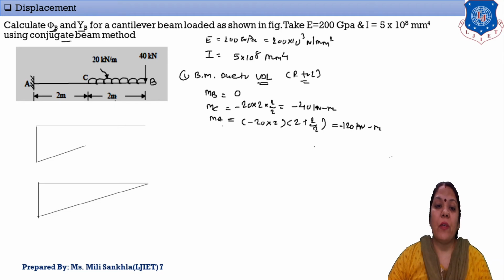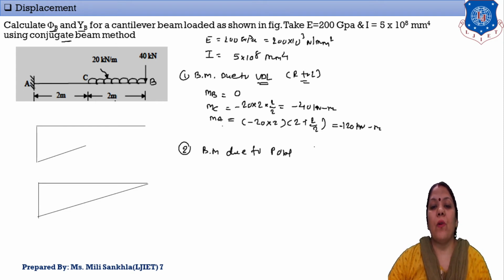Second, we find the bending moment due to the point load. Our second load is the point load.